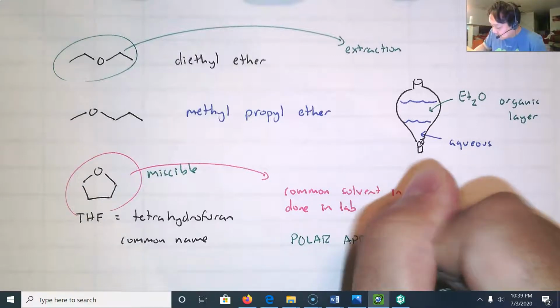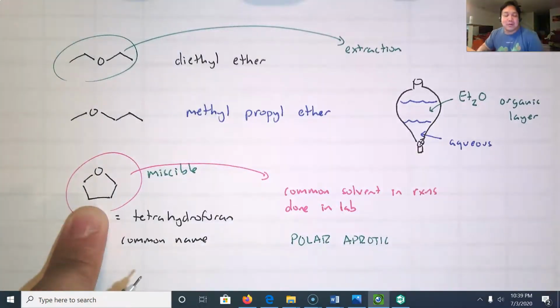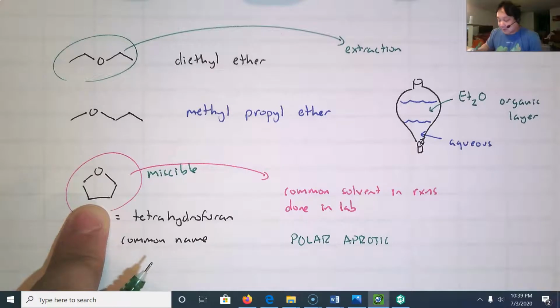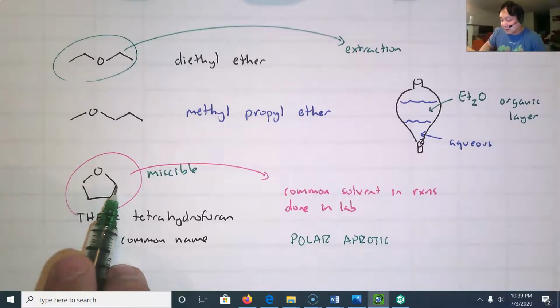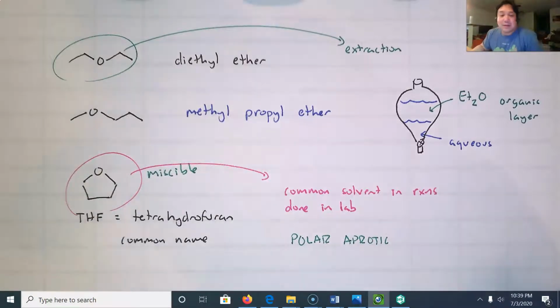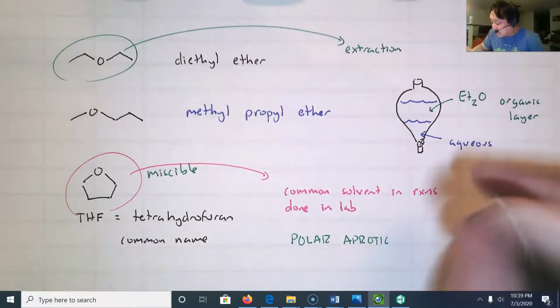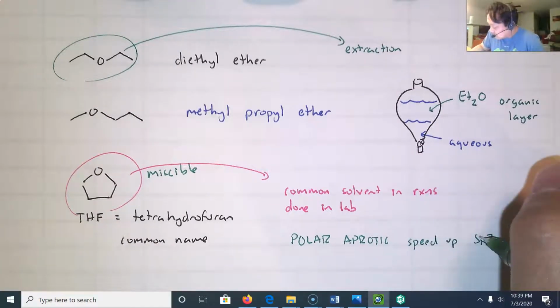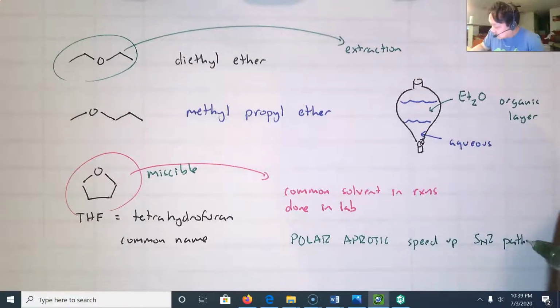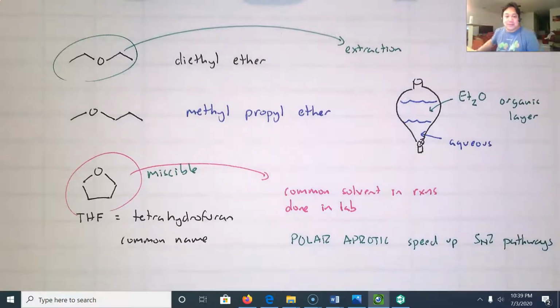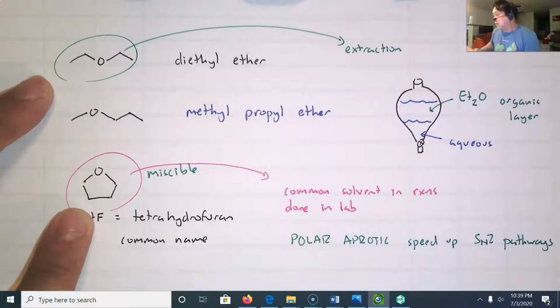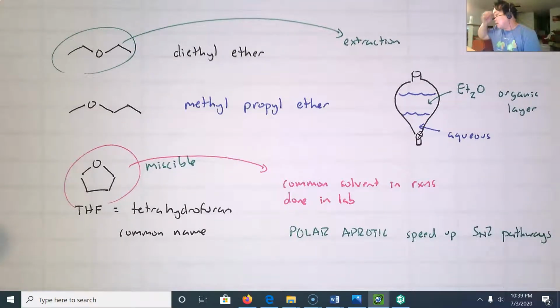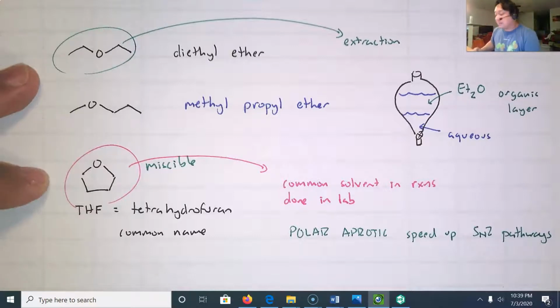Aprotic. It doesn't have a hydrogen or proton to give up very easily. This hydrogen right here is very non-acidic, right? It's off of a carbon. Aprotic. Do you remember what type of substitution polar aprotic solvents speed up? They tend to speed up SN2 reactions, SN2 pathways. I just wanted to mention those two quickly. Not a big deal, just in case you see these in lab.